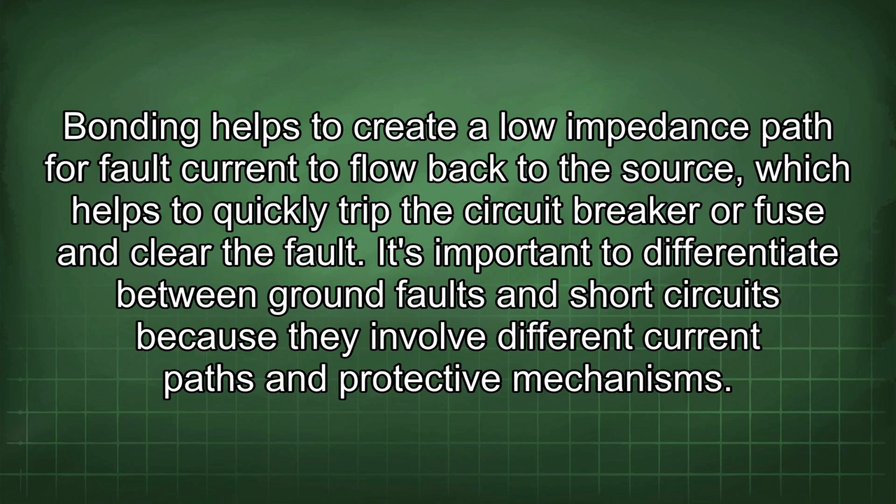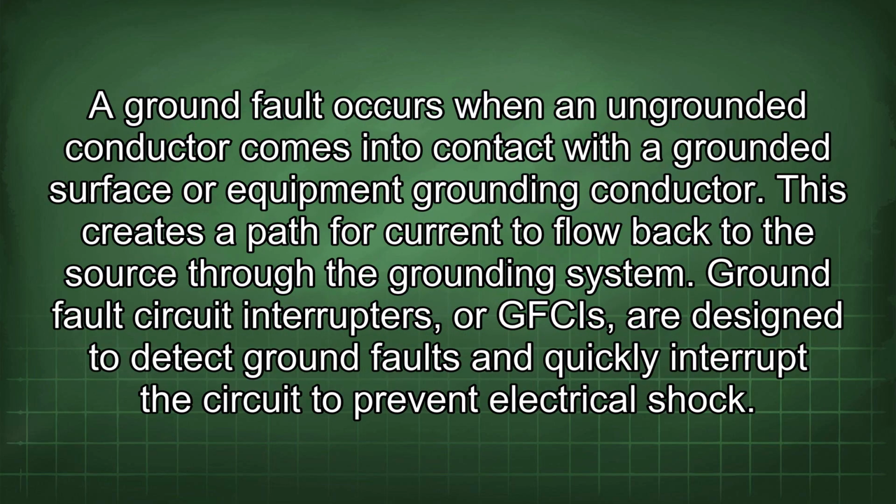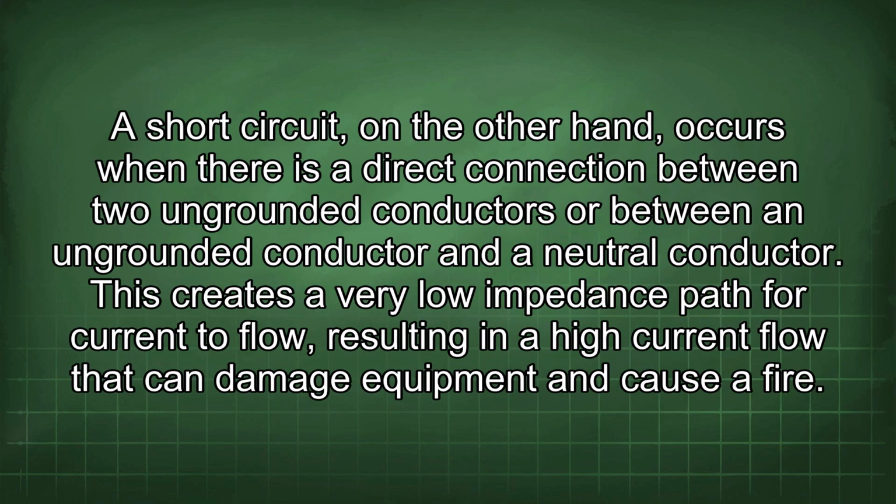It's important to differentiate between ground faults and short circuits because they involve different current paths and protective mechanisms. A ground fault occurs when an ungrounded conductor comes into contact with a grounded surface or equipment grounding conductor. This creates a path for current to flow back to the source through the grounding system. Ground fault circuit interrupters, or GFCIs, are designed to detect ground faults and quickly interrupt the circuit to prevent electrical shock. A short circuit, on the other hand, occurs when there is a direct connection between two ungrounded conductors or between an ungrounded conductor and a neutral conductor.